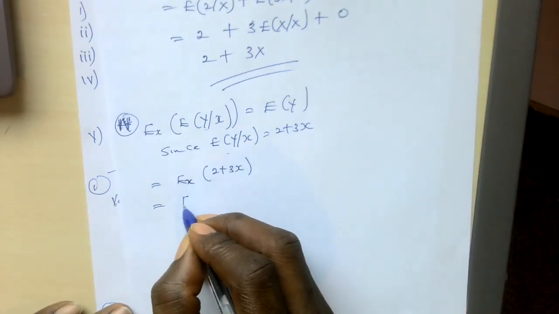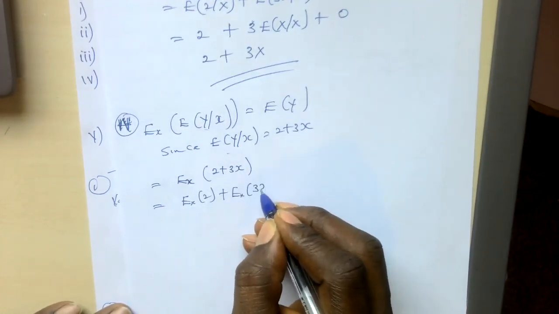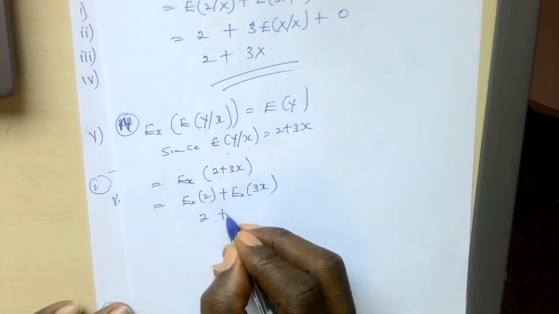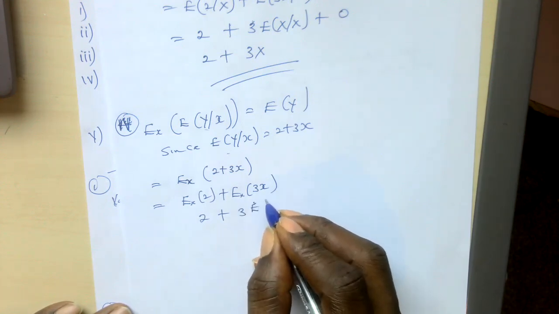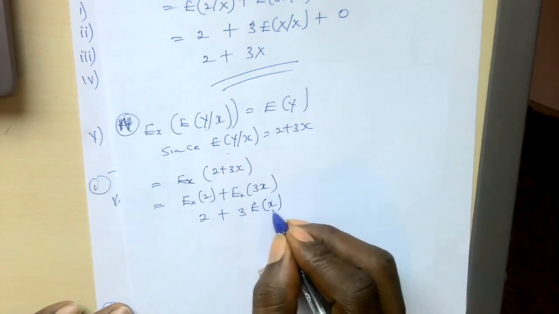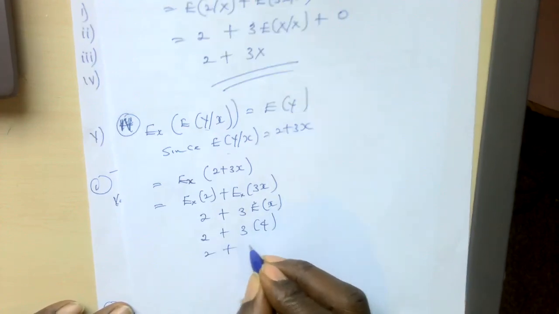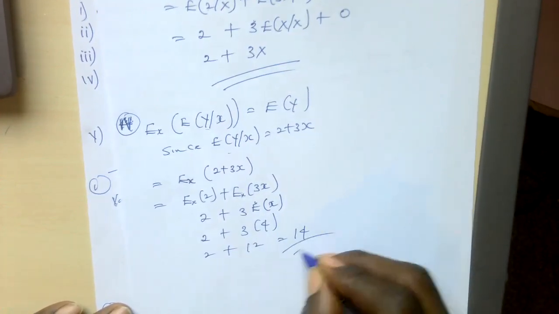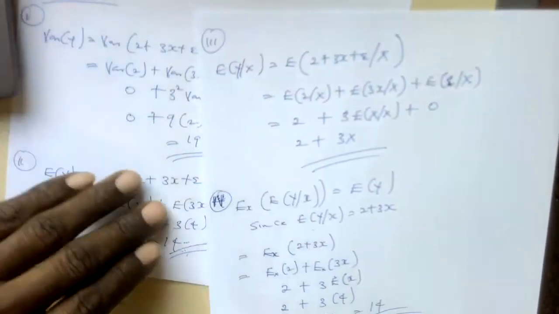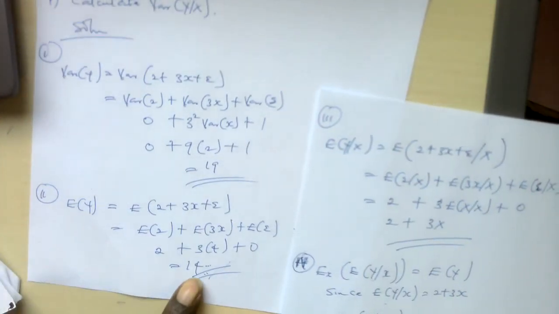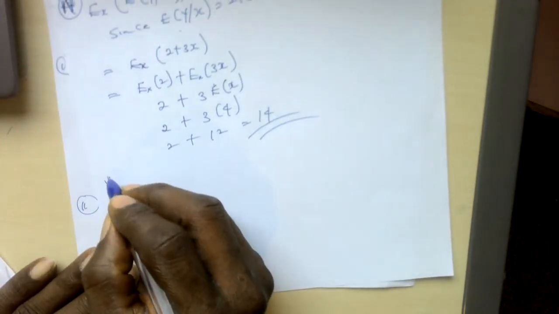So the expected value of a constant, plus the expected value of 3x. Here this is 2, the constant. This is bring 3 out to expected value of x. We're told this is 4. So that's 2 plus 3 times 4, that's 2 plus 12, which gives us 14. Proved. That's proved because initially what we calculated as the expected value of y is still 14. So this also is 14. That's proof. So now let's go to the v part.